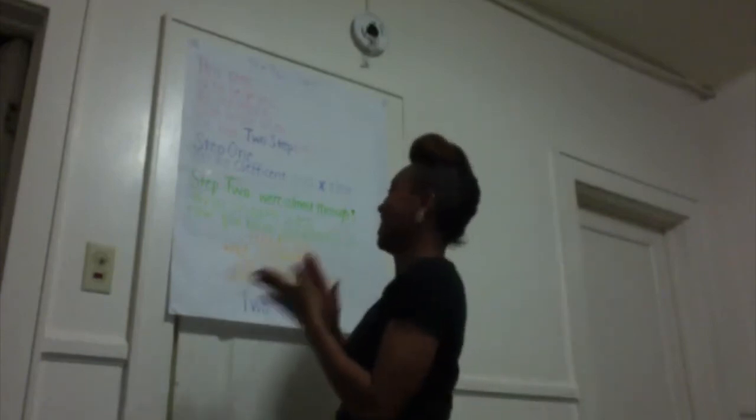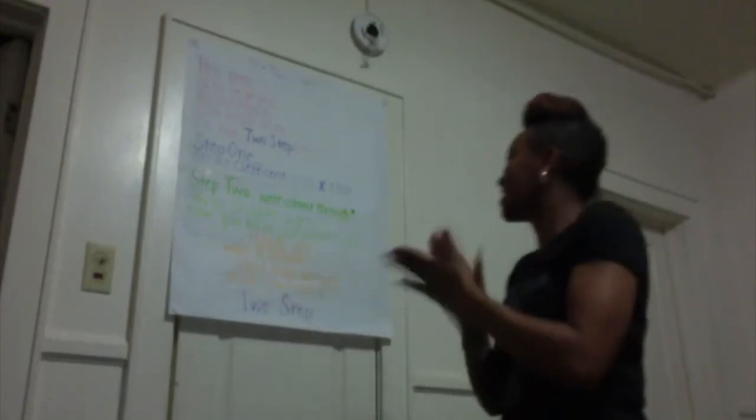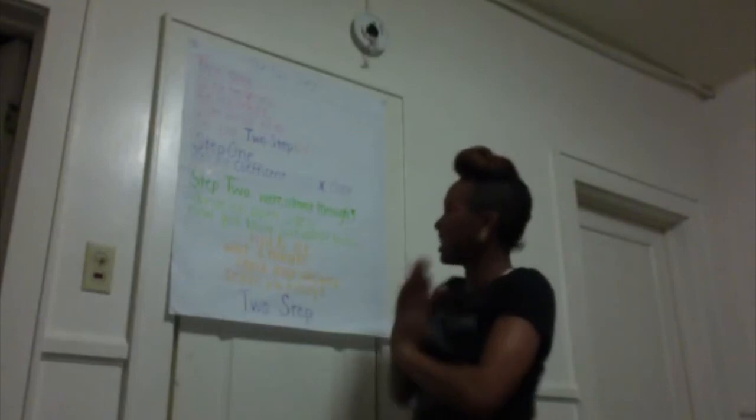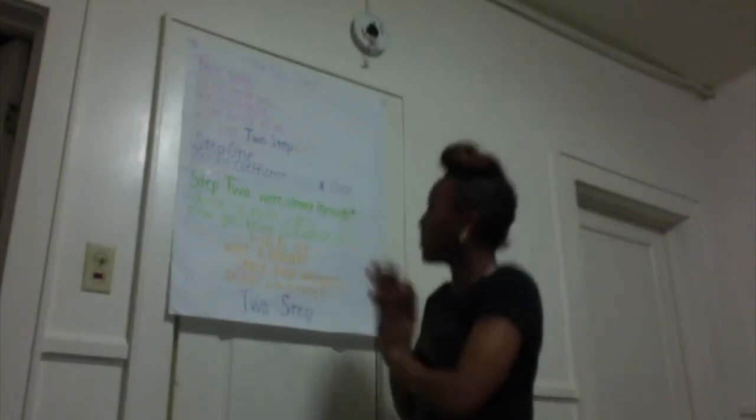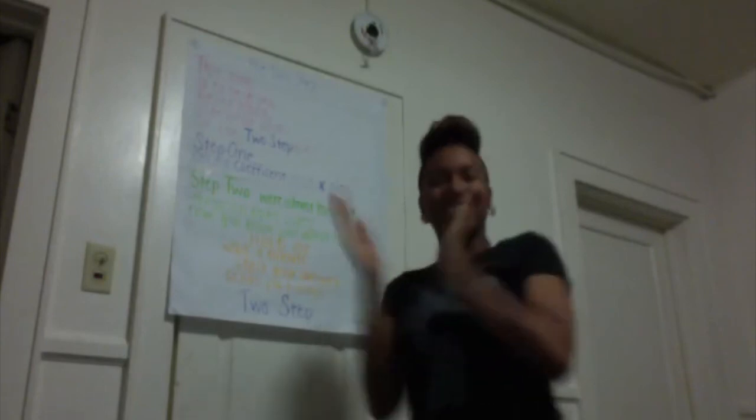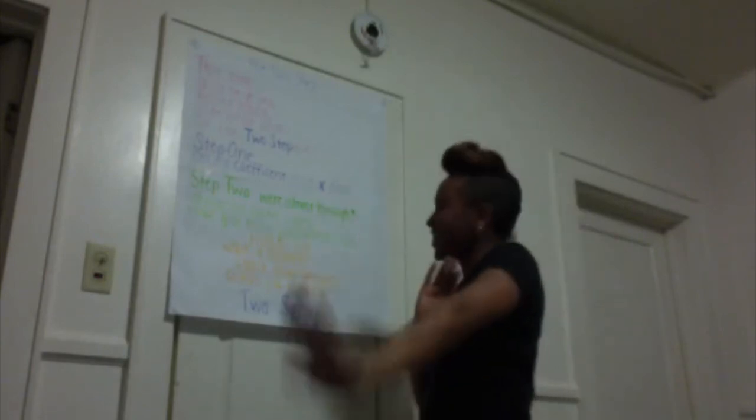Two-step. Step 1. Get the coefficient in x alone. Step 2. Yeah, we're almost through. Divide on both sides. Now you know what to do. But hold up. Wait a minute. Check your answer before you finish. Two-step. Two-step.